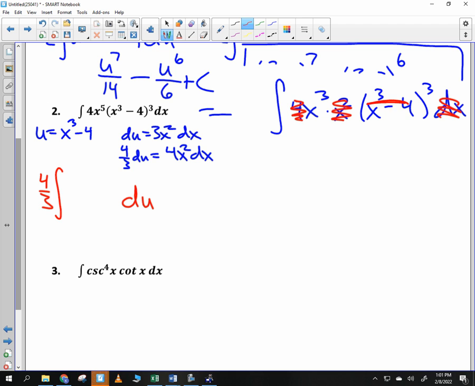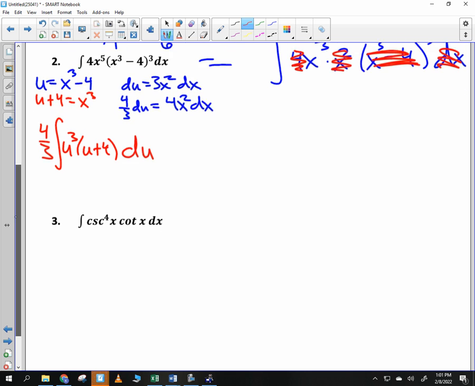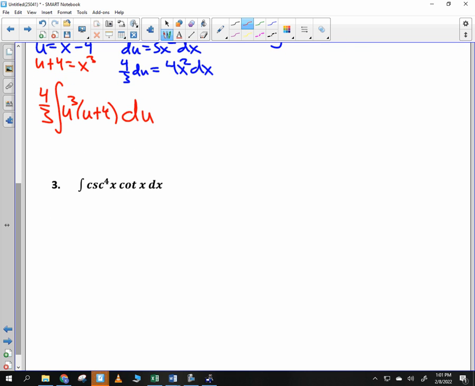Yeah, good. The u to the 3rd, this thing right here is u to the 3rd, right? So u cubed, got that darn x cubed left. Yeah, it's going to be u plus 4. So u plus 4 is equal to x cubed. So we're going to use that little bit of information right there. And now, what are you going to do now? Should we take the antiderivative? Now let's distribute. 4/3 integral u to the 4th plus 4u cubed du.